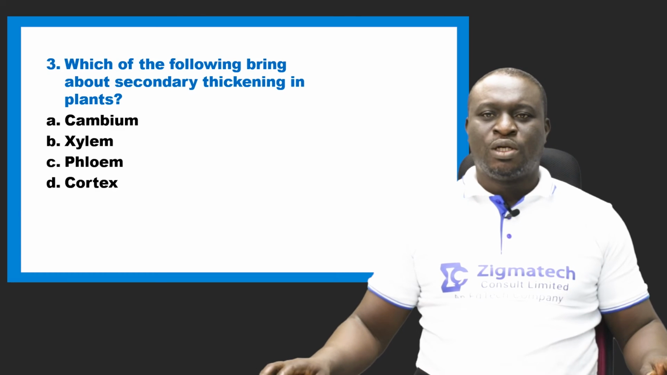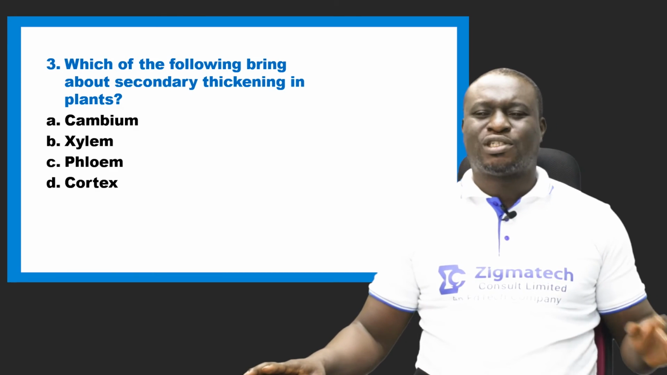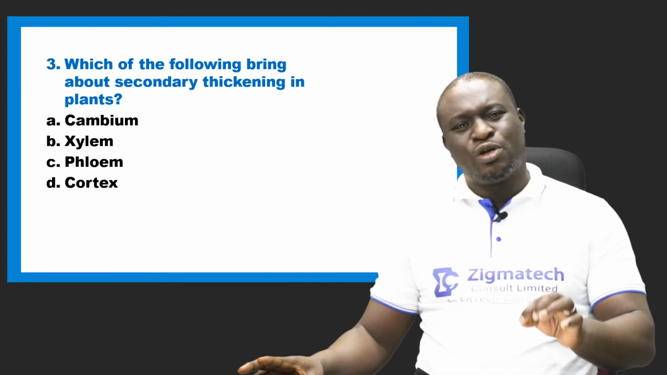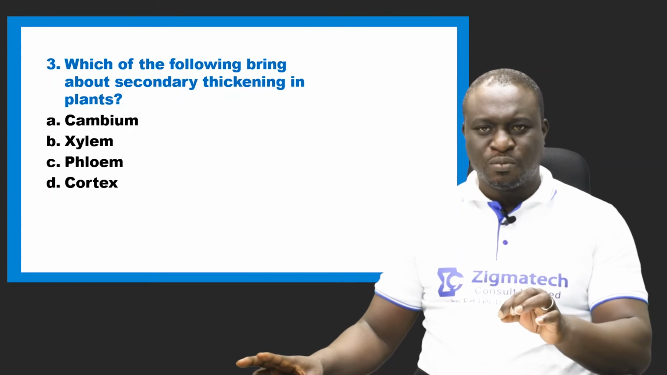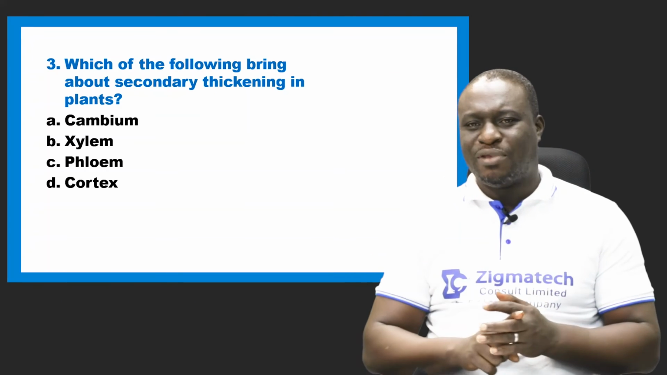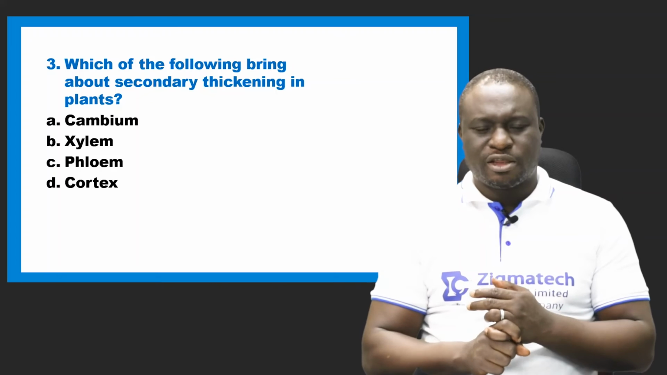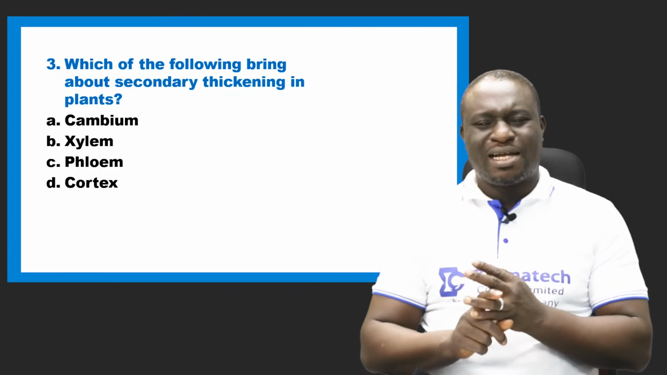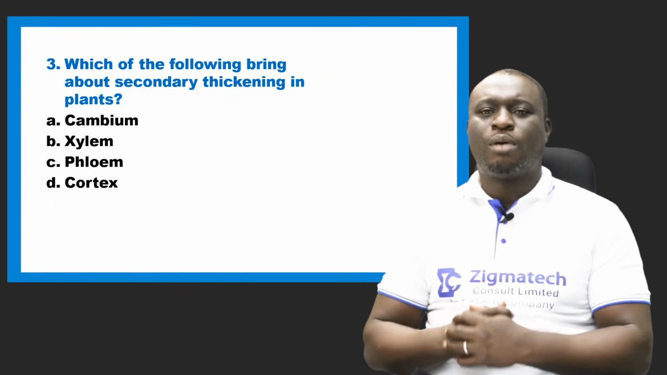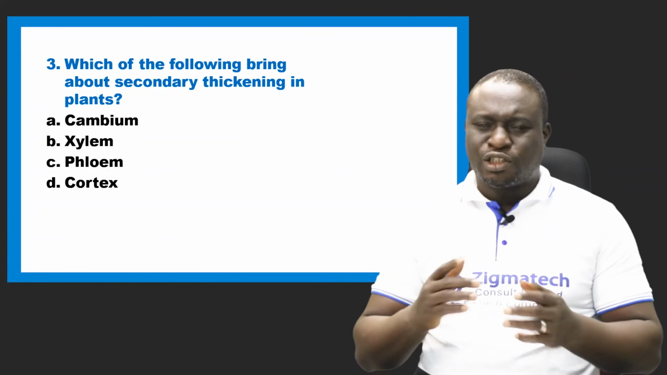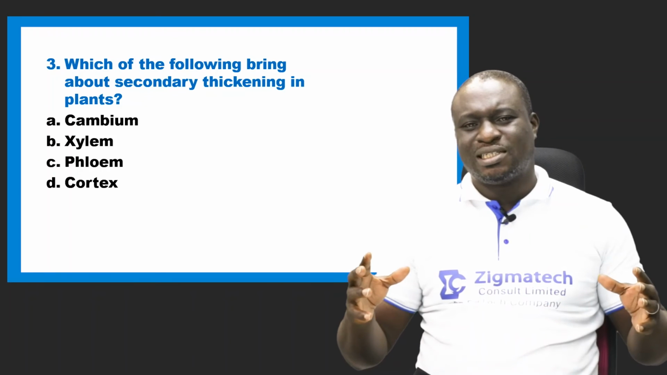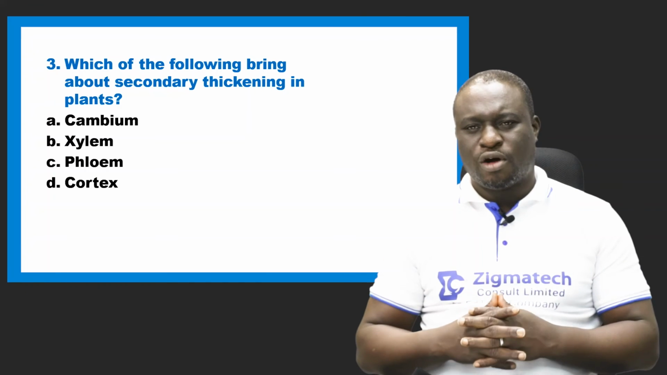Question 3, we have which of the following brings about secondary thickening in plants? And secondary thickening in plants, remember I told you, is located in the vascular bundles. Now in the vascular bundles, we have the xylem, we have the phloem, and then we have the cambium. Now the phloem has nothing to do with secondary thickening. Xylem has nothing to do with secondary thickening. Cortex has nothing to do with it, but the correct option is the cambium. Based on the secondary thickening it gives to plants, it increases the size of many tree trunks, okay?